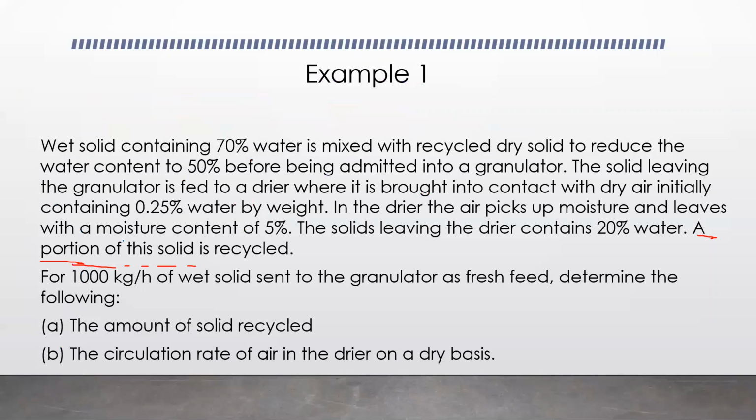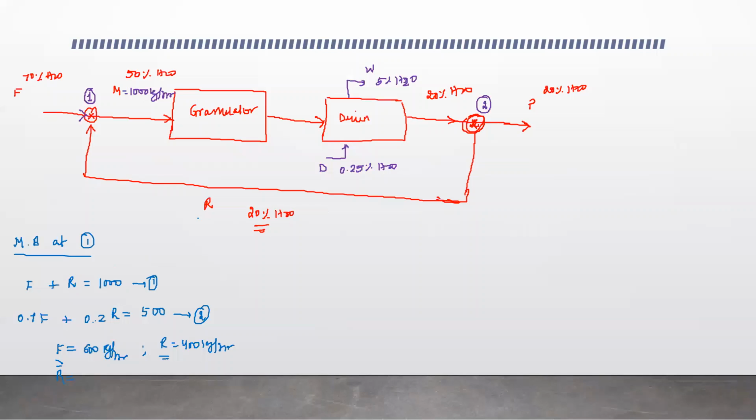They have asked the amount of solid recycled. So we have got R as 400 kg per hour. First part has been solved. Okay. Now they have asked us to calculate the circulation rate of dry air. So we need to do our material balance about this dry air. All right. We need to do material balance about the dry air.